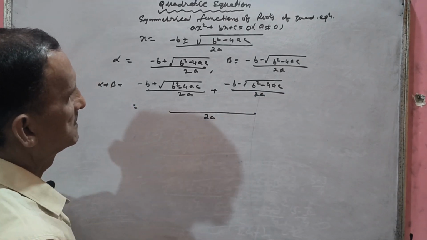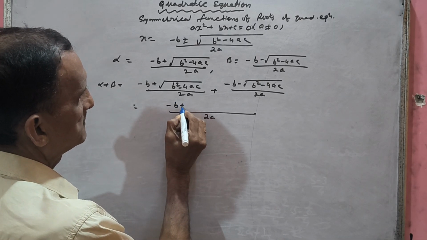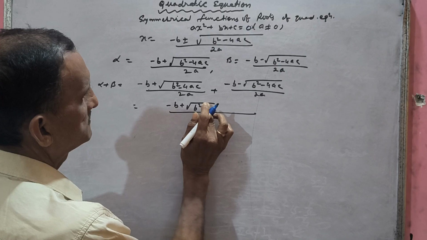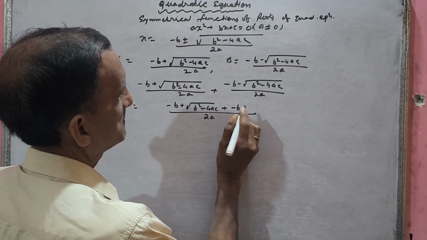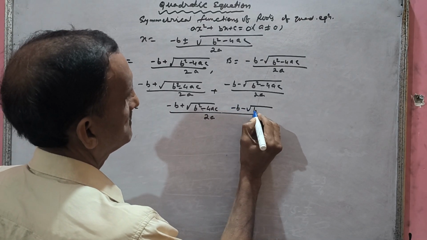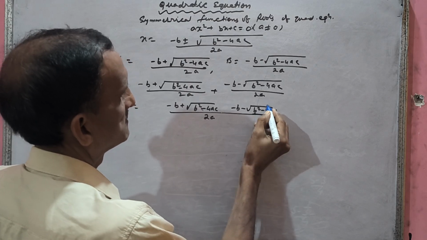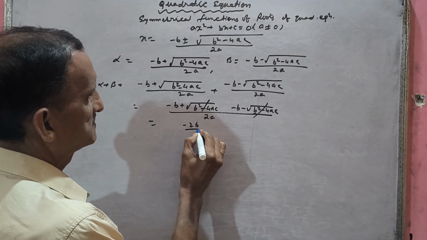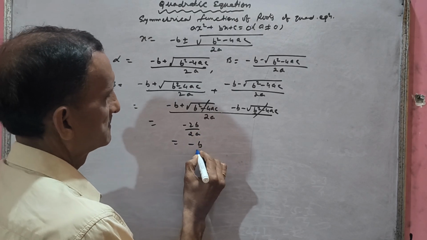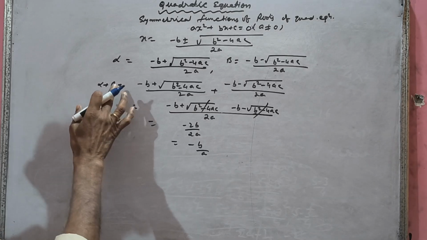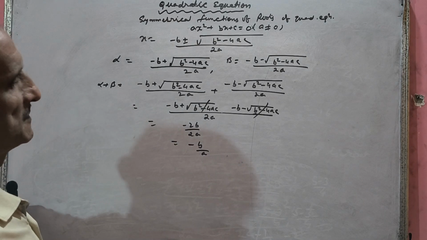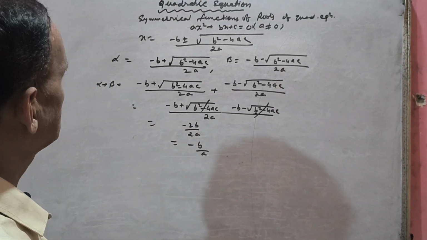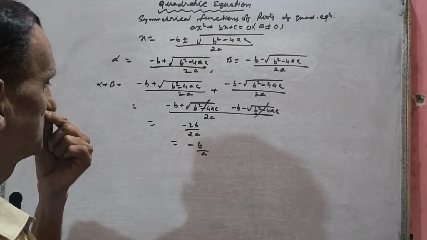So this is the LCM. This is just simplification of adding two fractions. Plus minus b, it will become minus b square minus 4ac, so this cancels obviously. We have got minus b by twice a, either beta plus alpha or alpha plus beta. This is called a symmetrical function. So we will learn that the sum of roots will be minus b by a, like in a quadratic polynomial, the sum of zeroes is minus b by a.